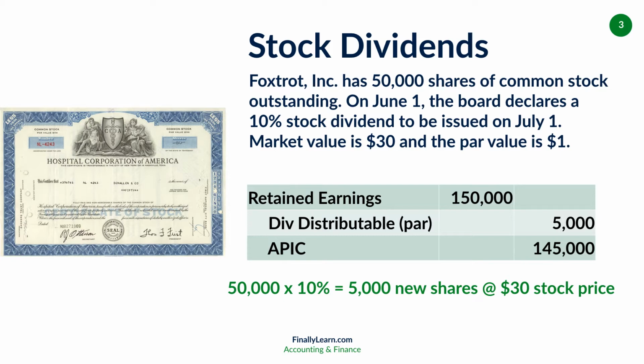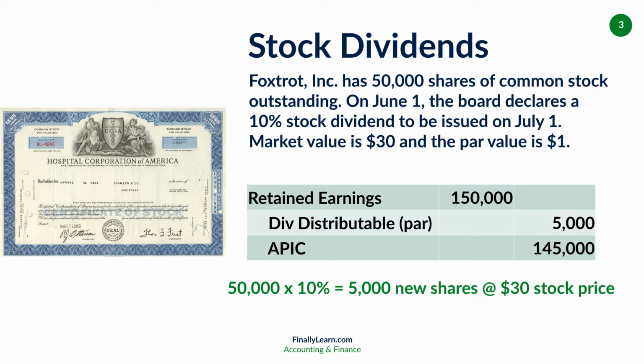So look at the very bottom here, 50,000 shares times 10%. That means that every person will receive 10% more shares, or 5,000 new shares that are issued. So if you have 100 shares, this 10% stock dividend would mean you would receive, after the transaction, a total of 10 more shares. You'd now have, instead of 100, 110 shares total. The market value is 30 and the par value is $1. So you've received 10 shares that are each worth $30. So that is attractive to you.